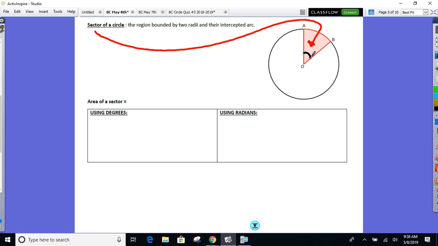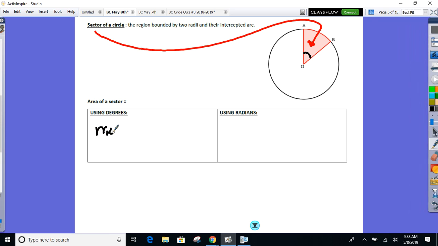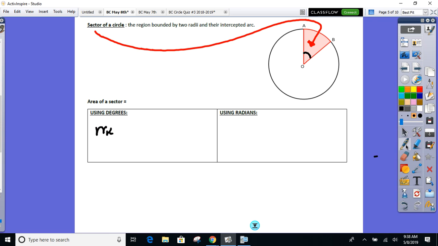Here it goes. Using degrees. If it's in degrees, the first part of this formula looks a little familiar. Measure of the arc over 360. Remember that?